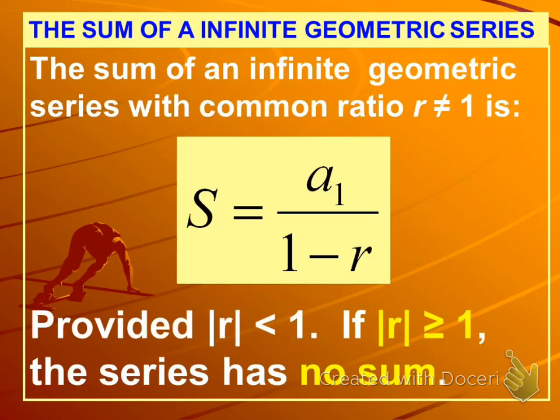In an infinite geometric series, the sum is found by taking the first term and dividing it by 1 minus the rate. So the sum of an infinite geometric series is the first term divided by 1 minus the rate, provided that the absolute value of the rate is less than 1. If the absolute value of the rate is greater than 1 or equal to 1, then the series has no sum. Okay? So the series only has a sum if the absolute value of the rate is less than 1.